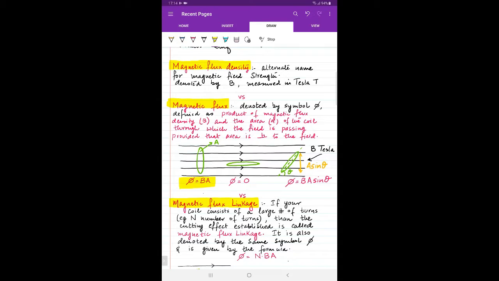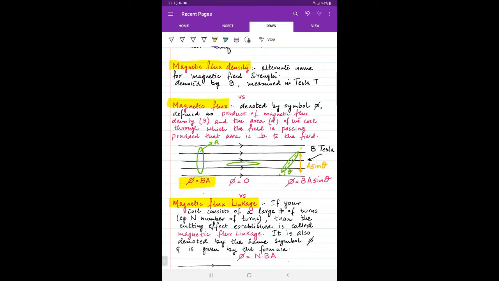Okay, so up till now we have seen that the strength of the magnetic field is alternately called magnetic flux density. Then magnetic flux is denoted by the symbol phi, and it is defined as the product of the flux density B and the area A through which the field lines are passing, provided that the area is perpendicular to the field. So the result turns out to be phi is equal to B times A.